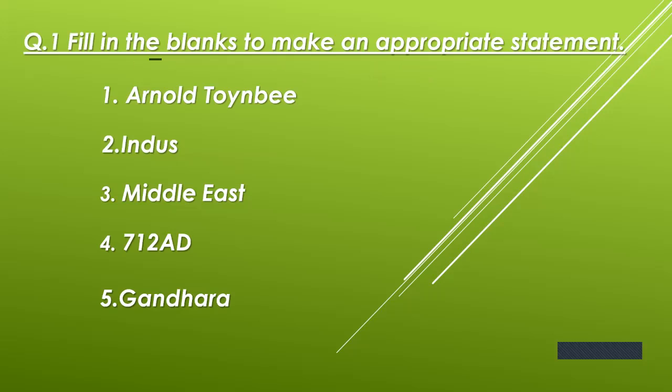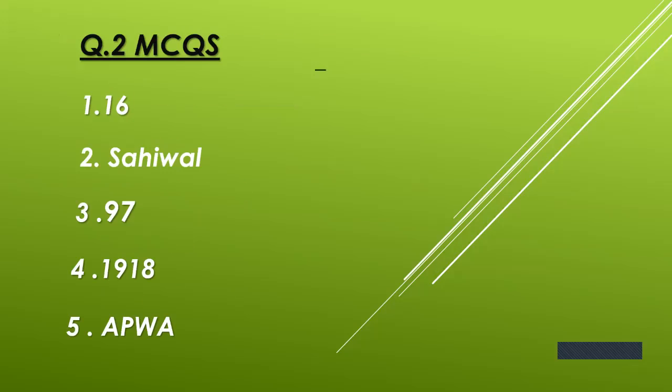Major part of the research done on the Indus Valley civilization was rendered by Arnold Toynbee. Answer is written. You can see here, Arnold Toynbee. Second, impact of the Indus civilization extends up to Balochistan. Number three, people of the Indus Valley have a close affinity with the people of Middle East. Number four, the Muslims entered Sindh as conquerors in the year 712 AD. And the last blank, Bir Mound is also an important city of the Gandhara civilization.